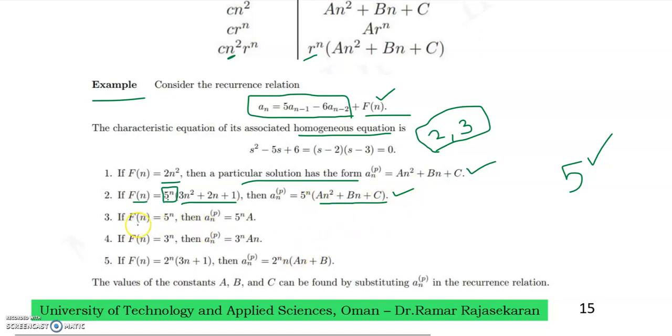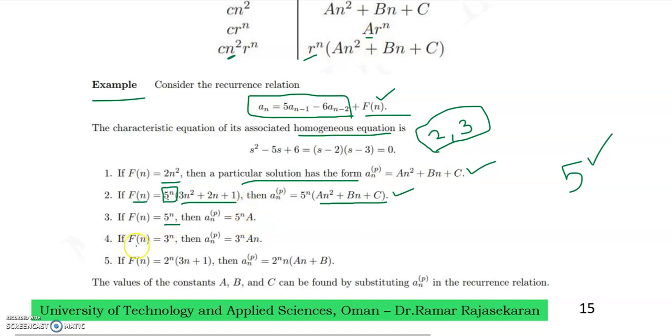Okay. Now you see f(n) equal to only 5 to the power n. What to write? You see, here it is only r to the power n with some number r. Just write this. Again, 5 is not matching with the characteristic roots. So I can write a_n^p equal to 5 to the power n multiplied by some constant only. This is the form.